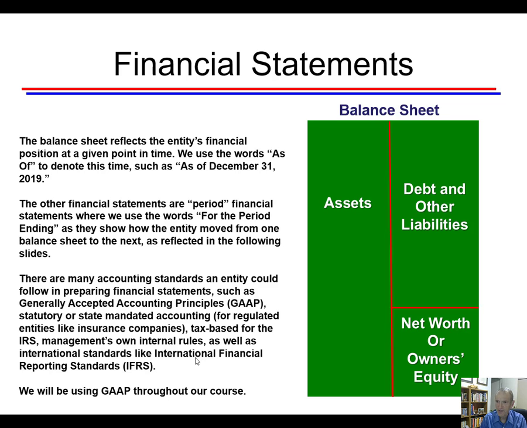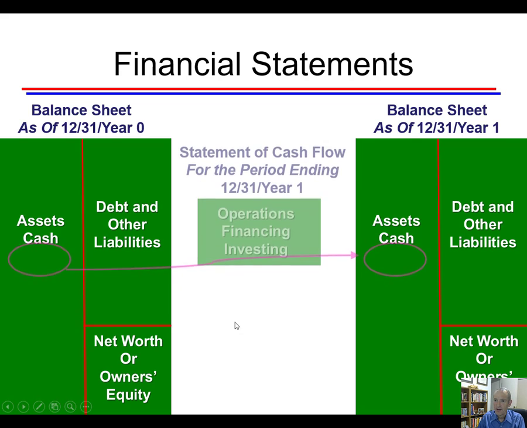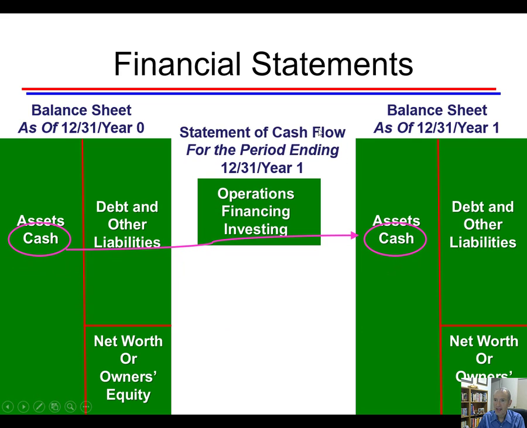So let's look at some of these financials. What we're going to do is say, how do we get from this balance sheet at year 0 to this balance sheet year 1? There are 3 financial statements that get us from one to the other. The first one is a statement of cash flows. We will use the statement of cash flows. Notice it's for the period ending. What it tells you is, how did cash change?